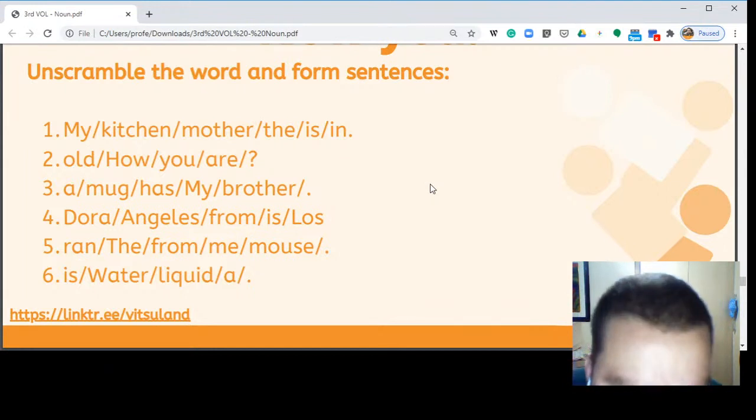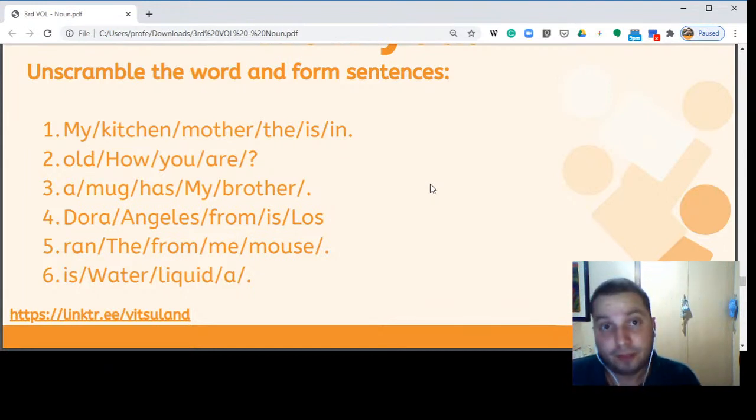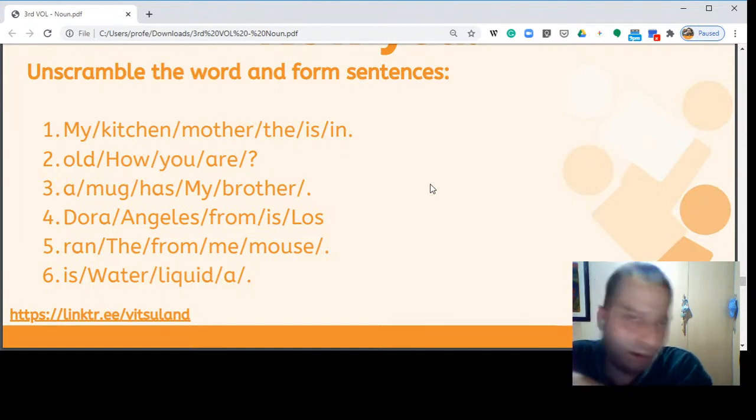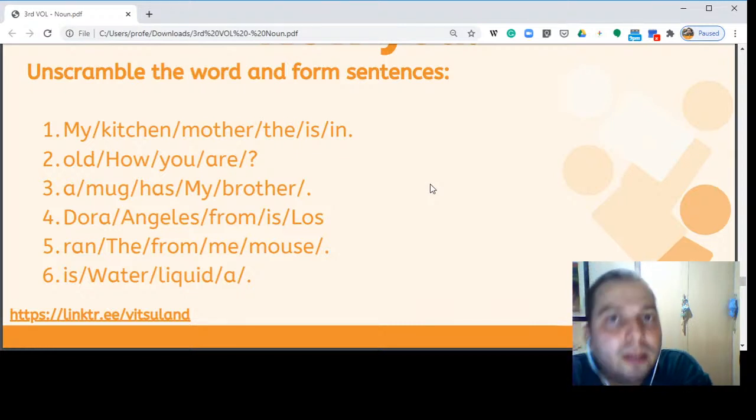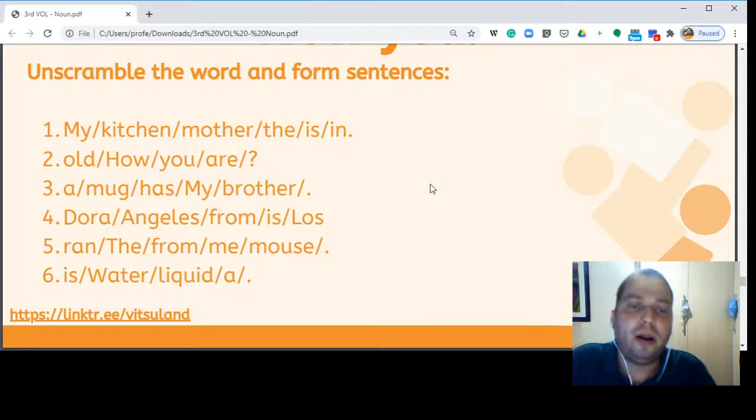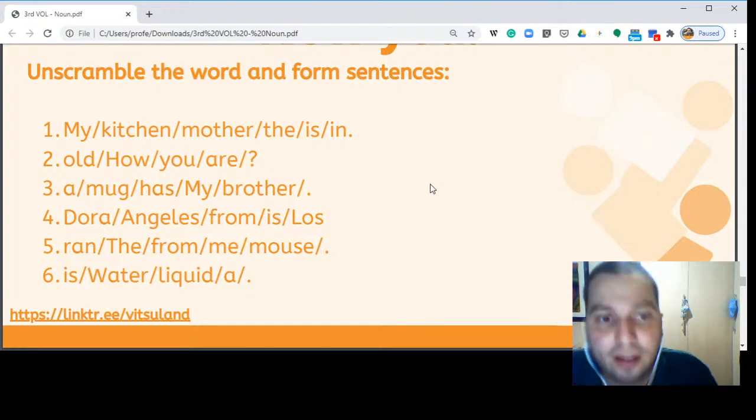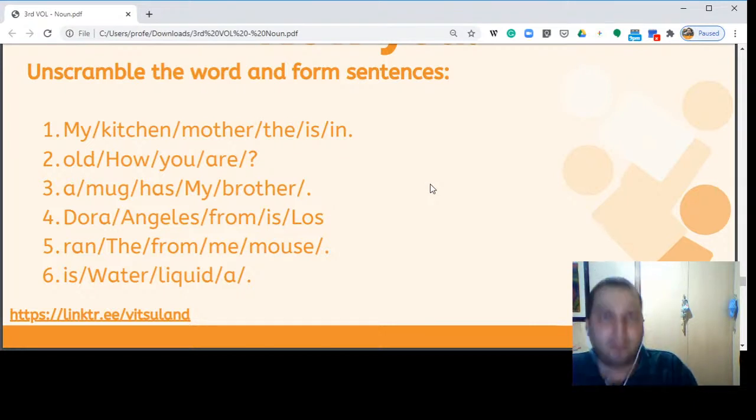Run the from me mouse. The mouse ran from me. Just refer to the mouse, and he or it ran from me. The mouse ran from me. And is water a liquid? Well, water is a liquid. Water is a liquid.